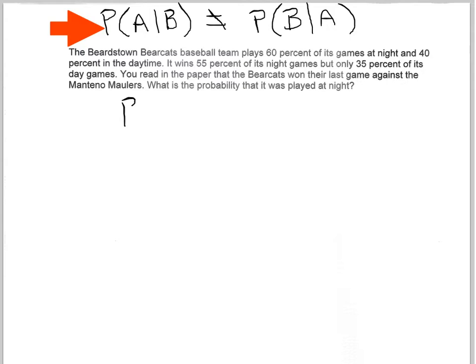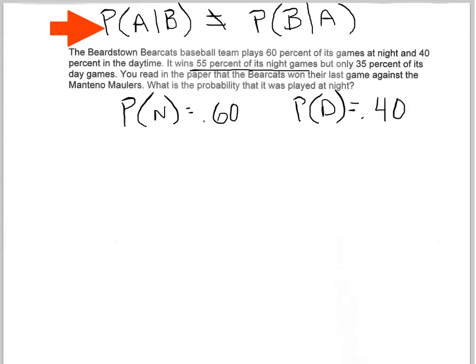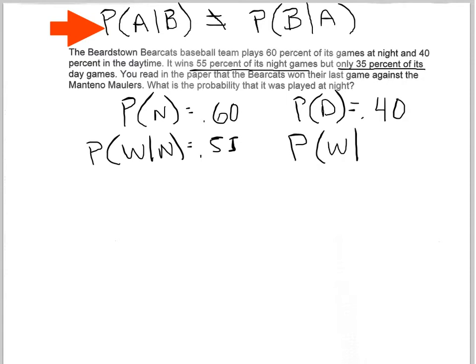We know that they play 60% of their games at night. So we're going to write that as 0.60, which means they have to play 40% of their games during the day. Then it tells us here, of the games they play at night, they win 55% of the time. And of the games they play during the day, they only win 35% of the time. So what we basically have here is the probability of win given night game is 0.55, and the probability of winning given a day game is 0.35.